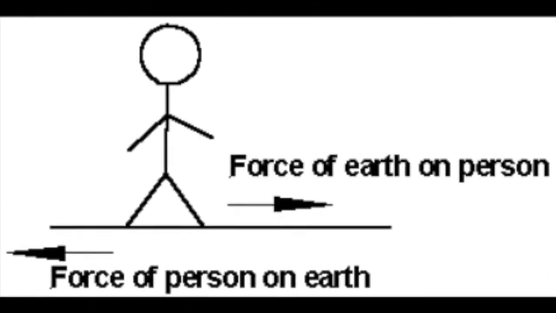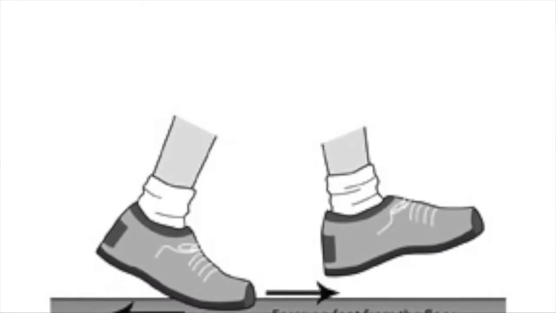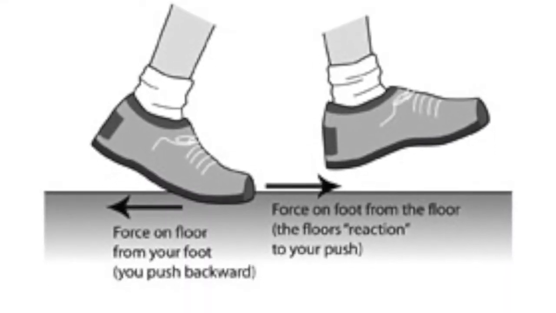Newton's third law. For every action there is an equal and opposite reaction. An example would be when you are walking, you are actually pushing on the earth, and the earth pushes you back, causing you to move. The same applies to cars, bicycles, and boats.